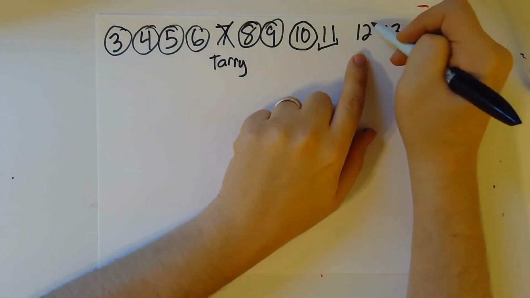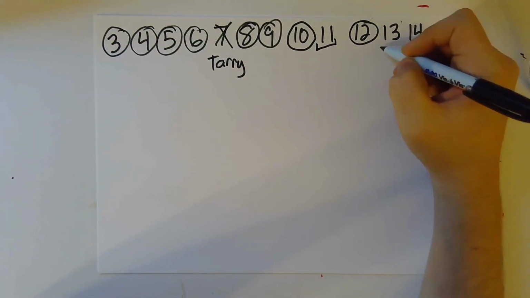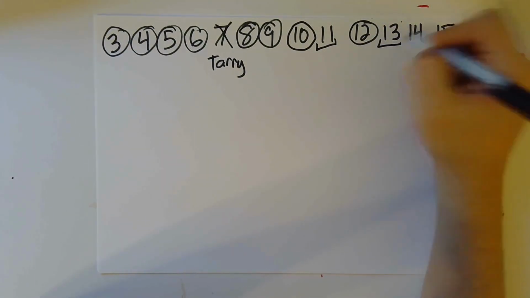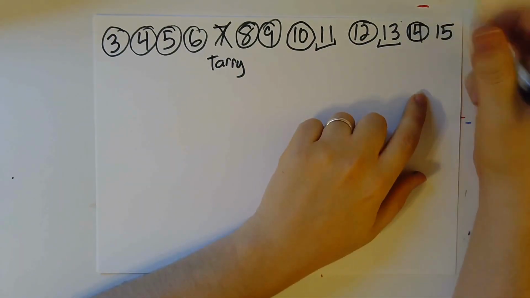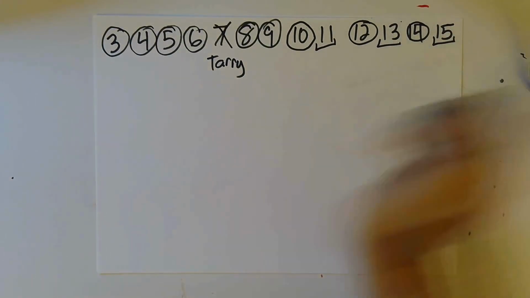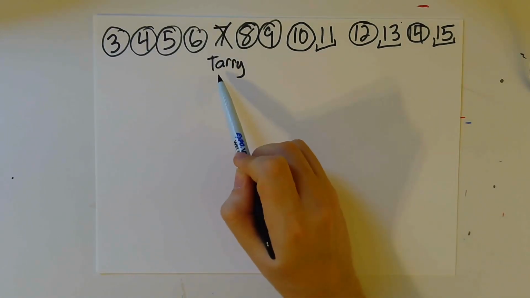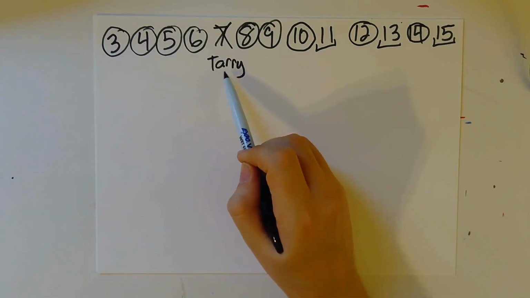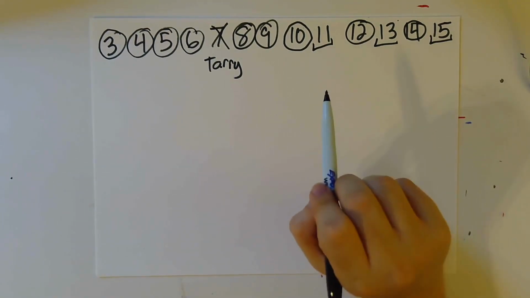12 minus 1 is 11. 13 minus 1 is 12, so we don't know. 14 minus 1 is 13. 15 minus 1 is 14, so we don't know. So this one is a difficult theorem, but it's a theorem. And then these we, as of yet, don't know.